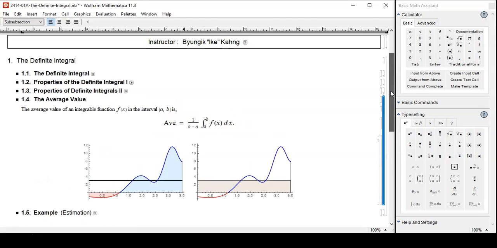A quantity that is not that important, but graphically explained like this, is the average. The average value is this y-coordinate value here, which is defined like this. So basically, the area of this rectangle is the same as the signed area.